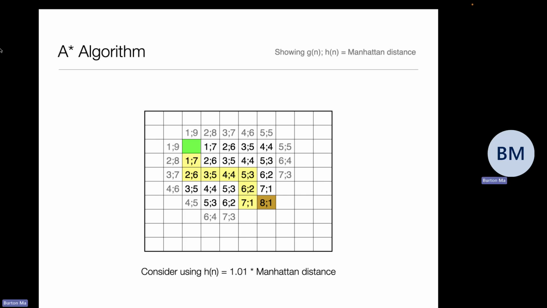So the answer is you just draw it out. We start at the starting location. We look at its 4 cells around it. My G of n is always 1, because I'm always taking one step to one of the neighbors. Now, what's the Manhattan distance from here to here? Well, it's 7. So 7 times 1.01 is 7.07, and here you get 8.07. Same thing up here. Up here, it's 1 plus 9.09, so 10.09 and 10.09.